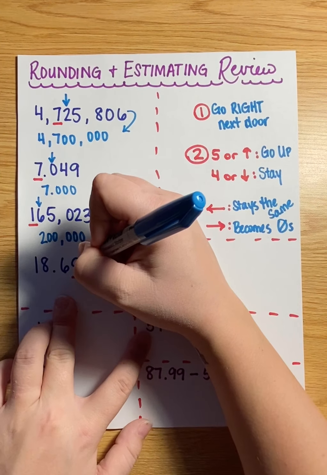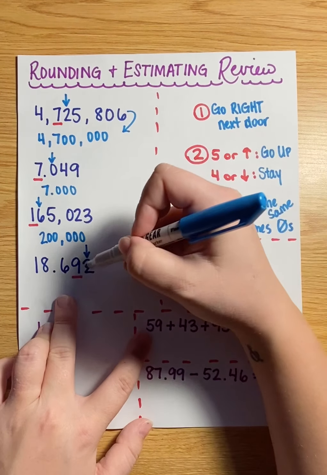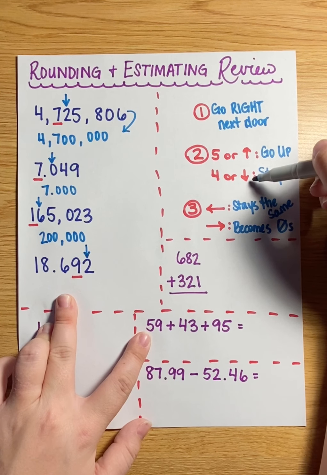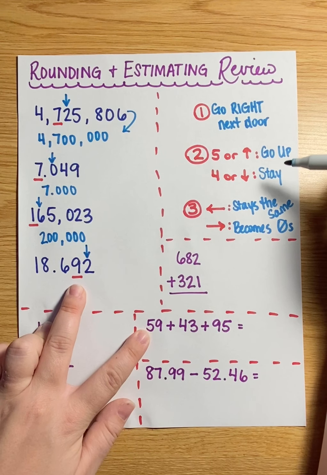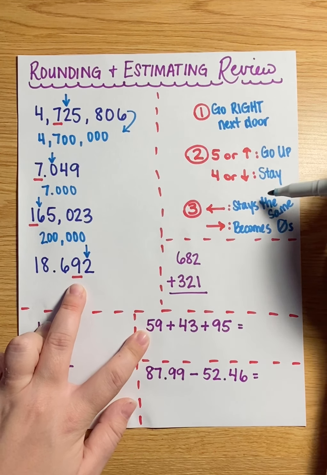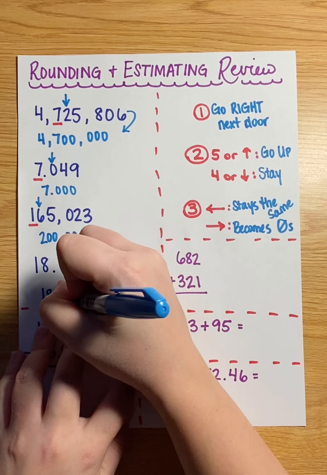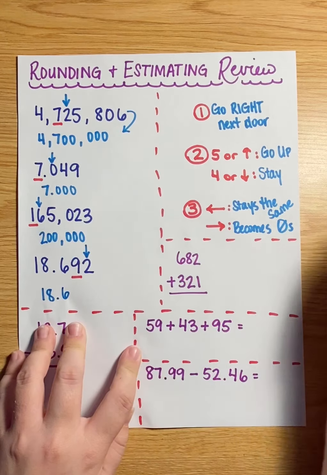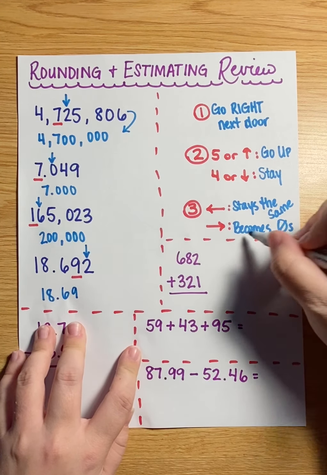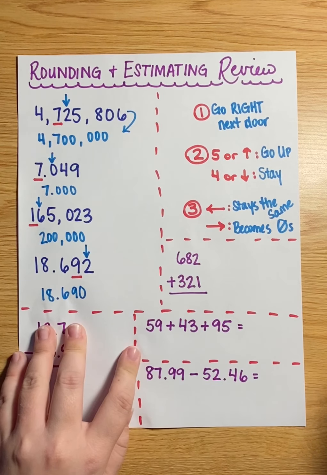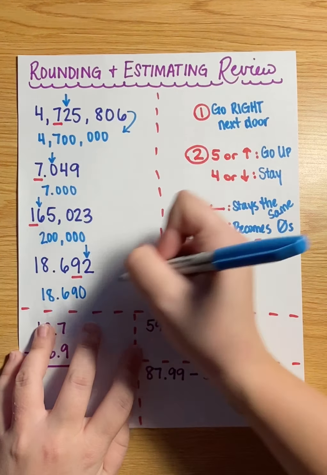Last but not least, we're rounding to our hundredths here. We're going to go right next door. 2 is 4 or smaller, so my underlined number stays the same. Everything to the left, this is an important one. Everything to the left stays the same, so I'm going to keep my 18 and my 6/10. And we decided the 9 stays the same. Everything to the right becomes a 0. Okay? So that's our rounding review.